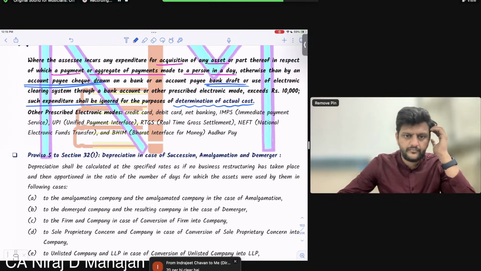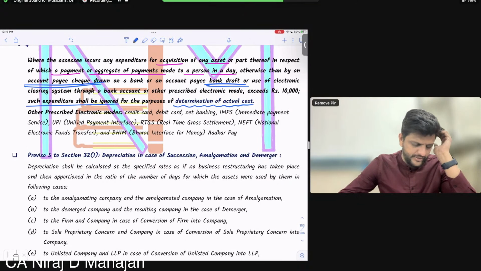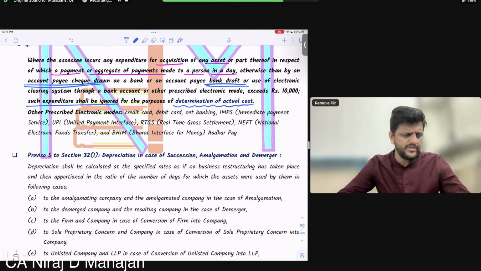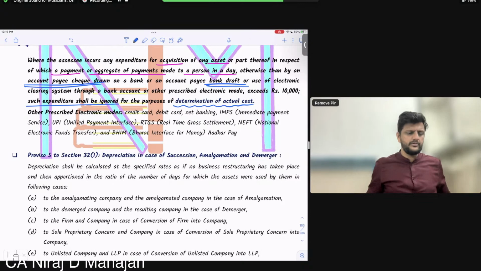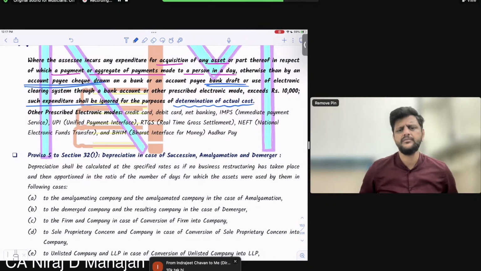Okay. So what are the electronic modes of payment allowed? Credit card, debit card, net banking, IMPS, UPI, RTGS, NEFT, BHIM, Aadhaar Pay, etc. Basically, what is discouraged over here? What do you think? Cash transactions are discouraged. Or you can say cash transaction only up to 10,000 will be allowed. Okay?